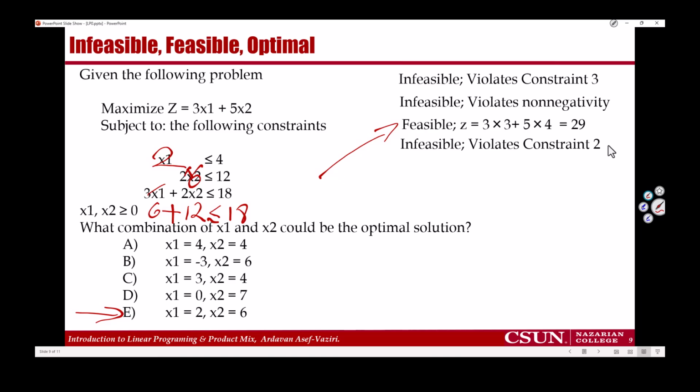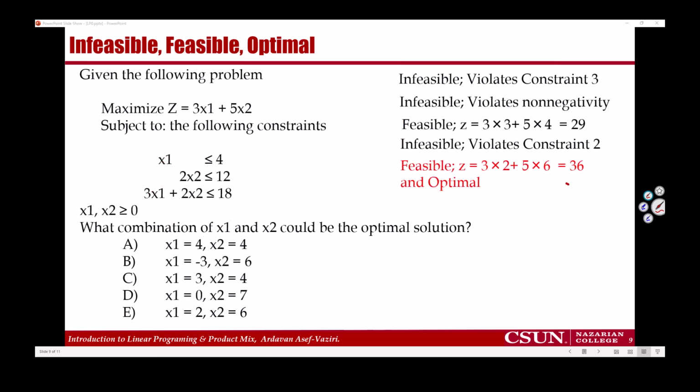Let's see, is this one optimal or this one? If I put 2 here, that would be 6, and if I put 6 here, that would be 30. 36 is feasible and is greater than this one, and the objective function is to maximize, so it's the optimal solution.